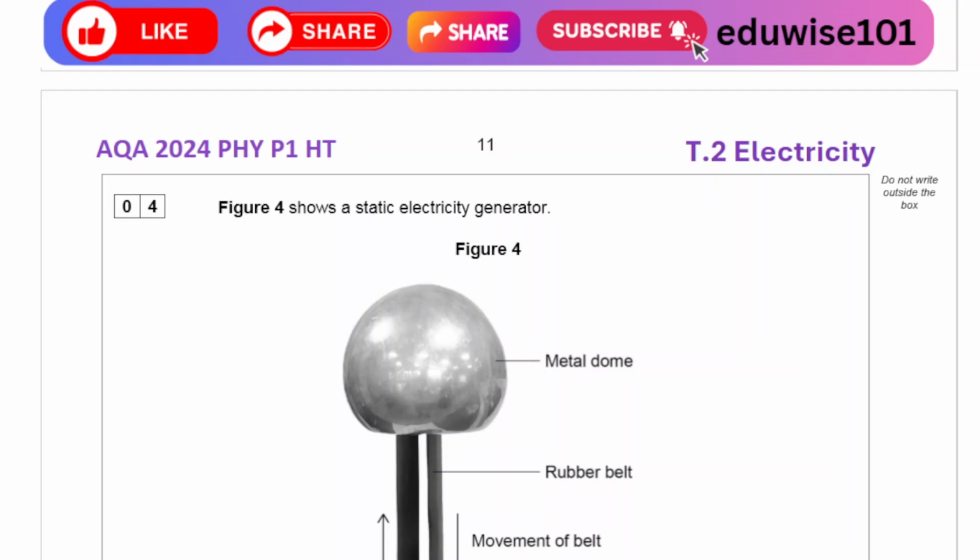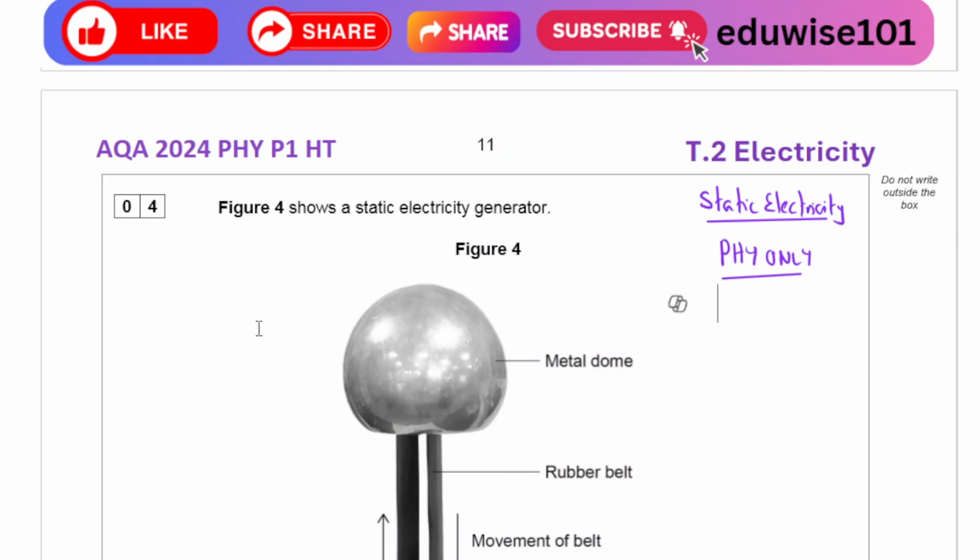In this video, I'm going to go through the AQA Physics Paper 1 higher tier from 2024. Question number 4 is on the topic of electricity. This is mainly to do with static electricity. And this is only for physics only, meaning combined science students are not tested on this topic.